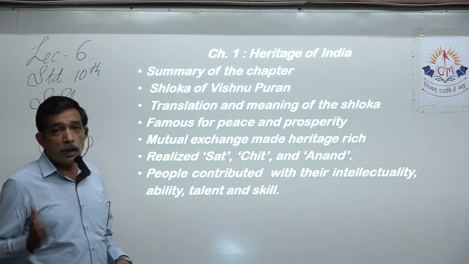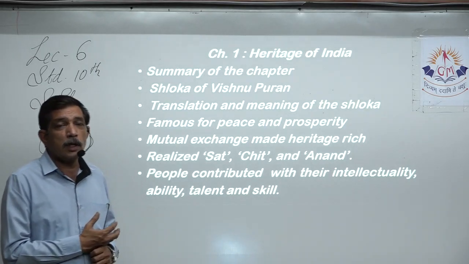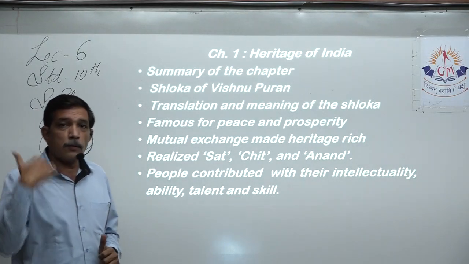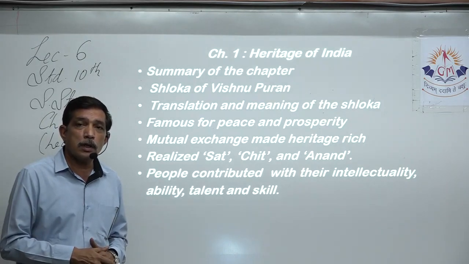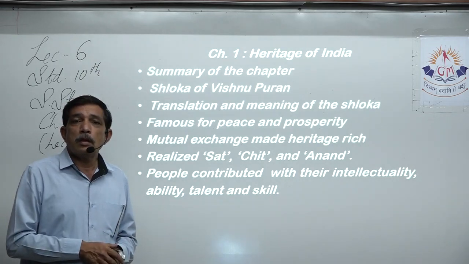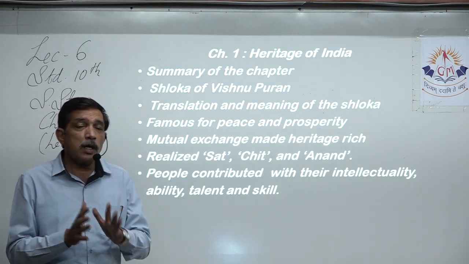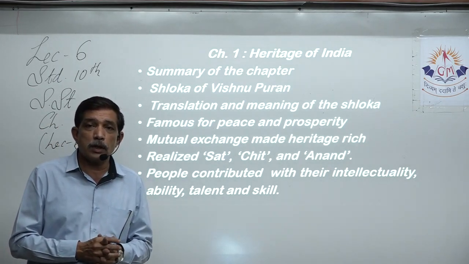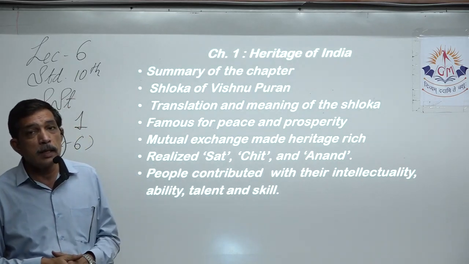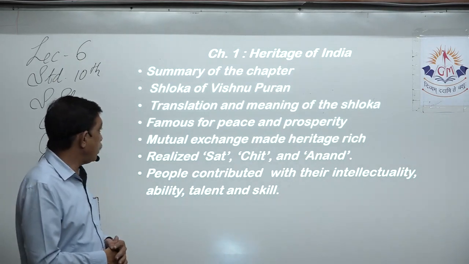Next, the chapter starts with a shloka, which is given in the Vishnu Puran, about the extent of India, from the Himalayas in the north to the Indian Ocean in the south, and from Bay of Bengal to the Arabian Sea in the west. The extent, that much part which is in between all these 4 directions, that land is known as Bharat, and the people residing in it are known as Bharatiya. Translation and meaning of the shloka you should be well aware of.